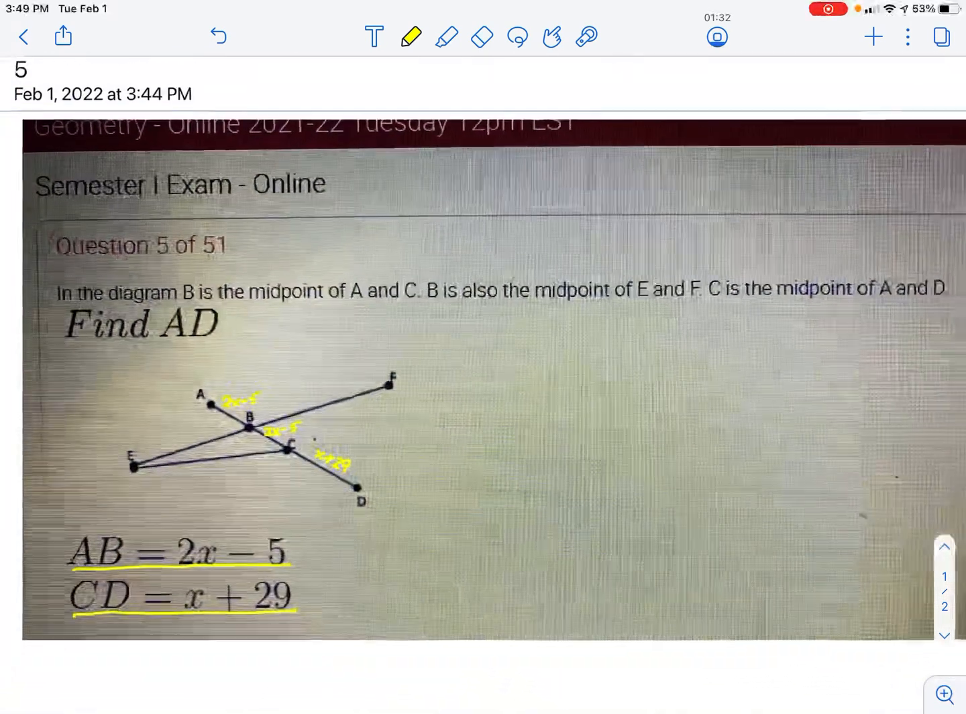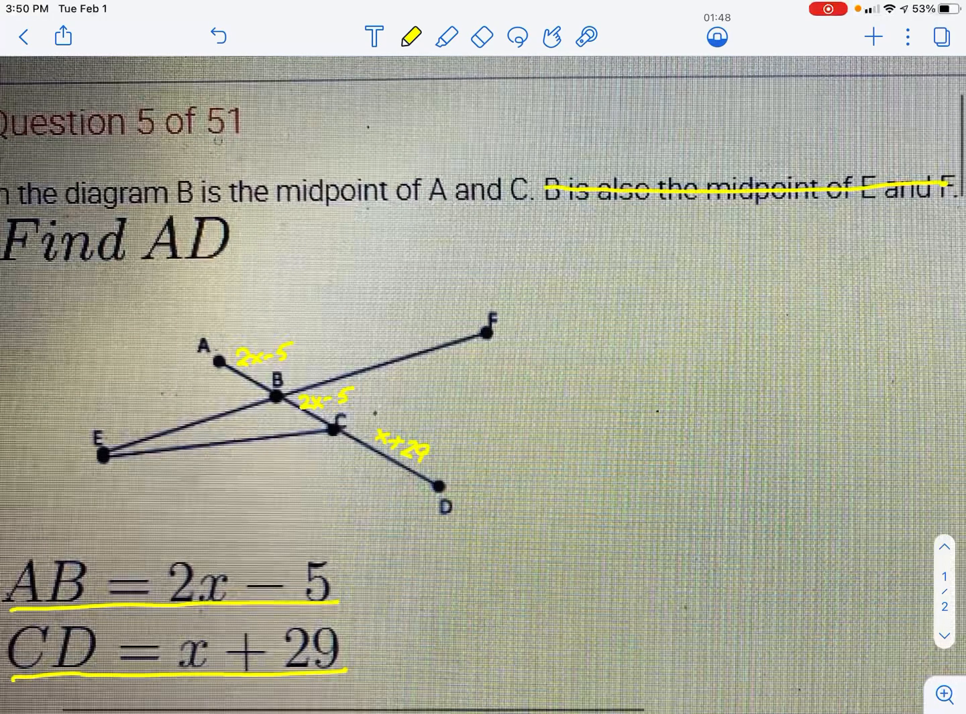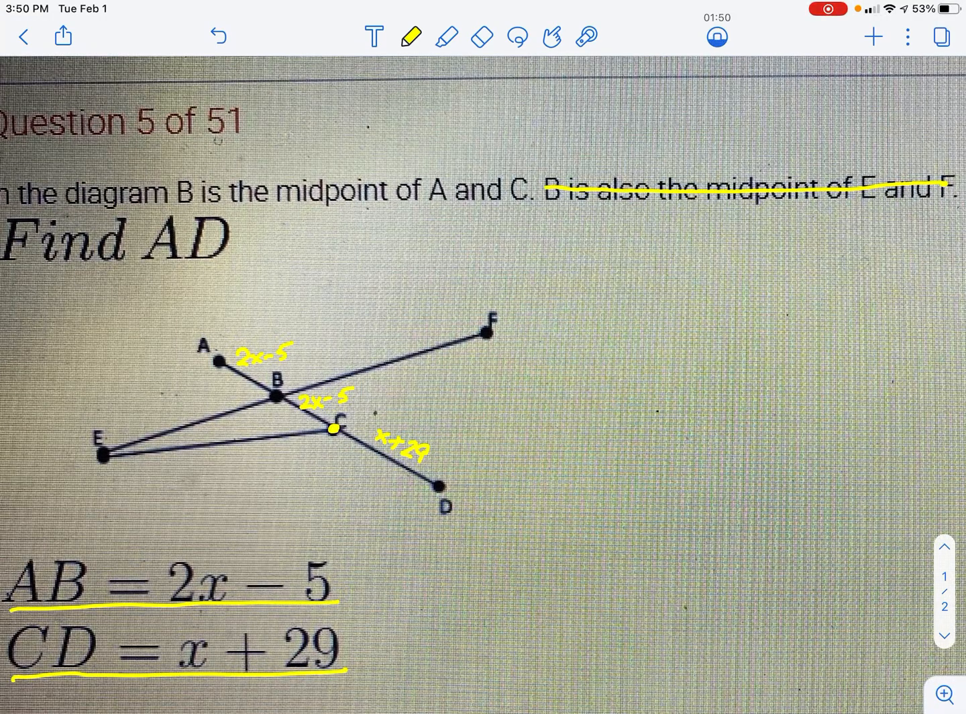All right, now let's look at the directions up here again. So we were told B is the midpoint of A and C, but B is also the midpoint of E and F, which really, we don't care. That's really insignificant. C is the midpoint of A and D. All right, so let's look at that. So here's C, and it is the midpoint of this whole entire line segment here.